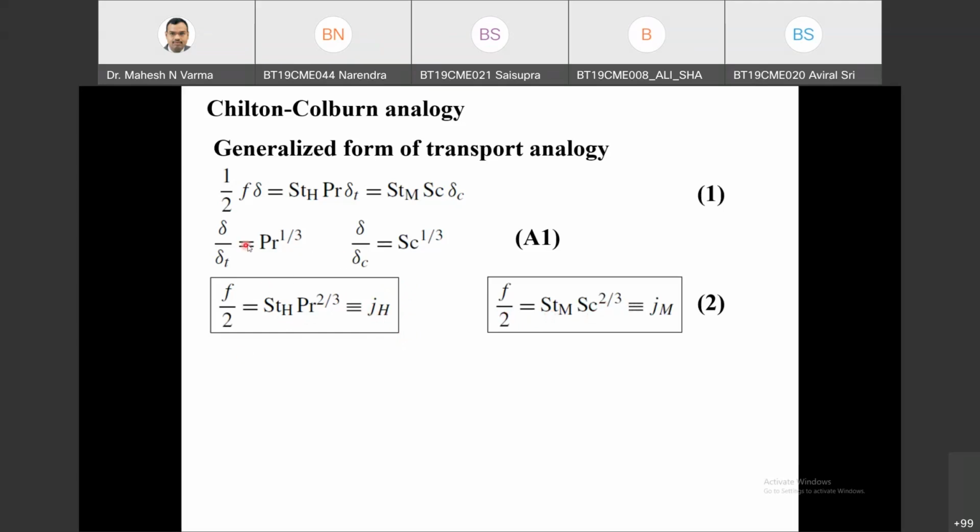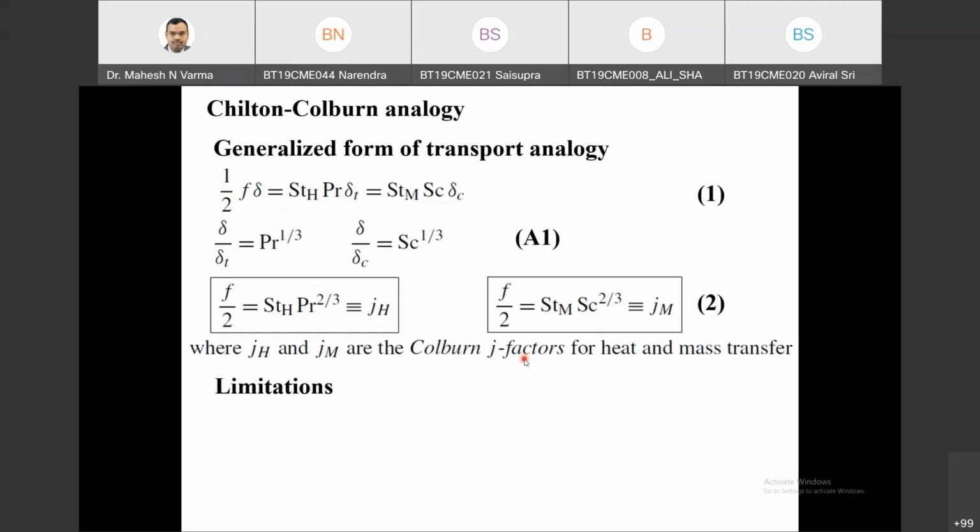So rearrange the equation. Put delta by delta T equals Prandtl number 1 by 3, and with this Prandtl number, 1 by 3 plus 1 by 3 will be equal to 2 by 3. So F by 2 equals Stanton number for heat transfer times Prandtl number raised to 2 by 3, that is the JH factor, and this is the JM factor. So what is the limitation of this Chilton-Colburn analogy? This is the JH and JM factor. This is called the Colburn J factor, the Chilton-Colburn J factor for mass transfer and heat transfer.